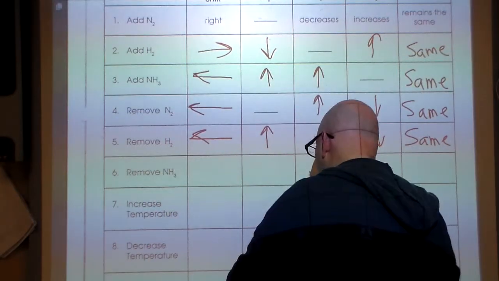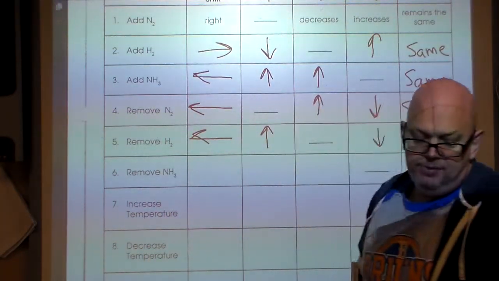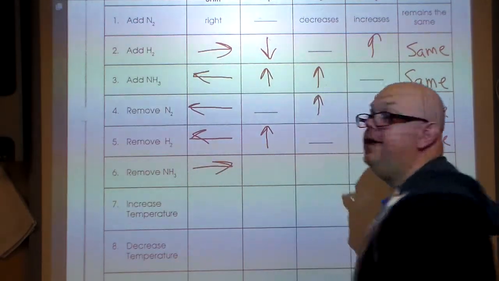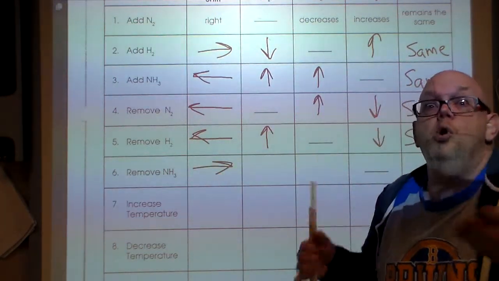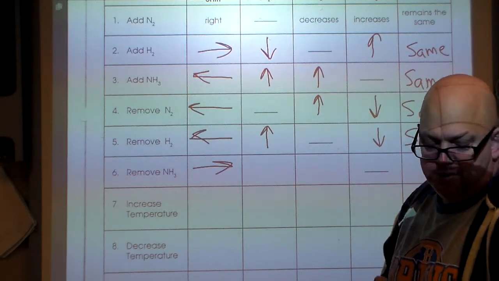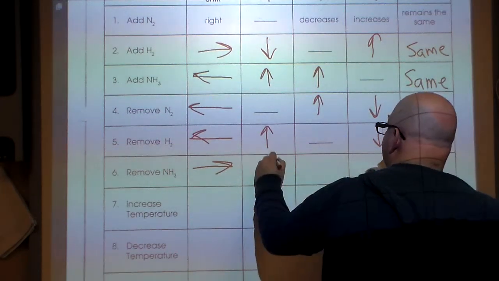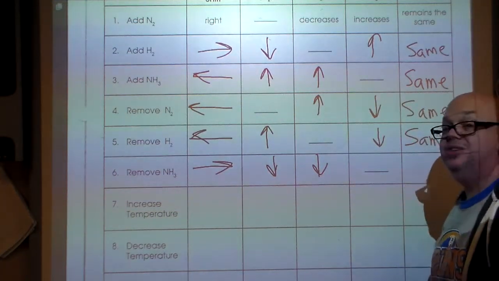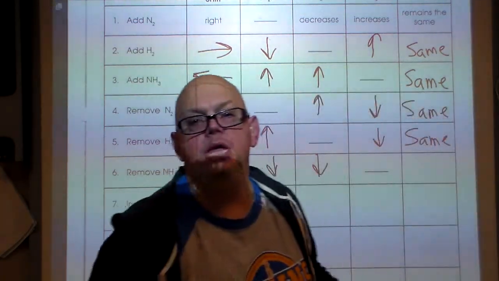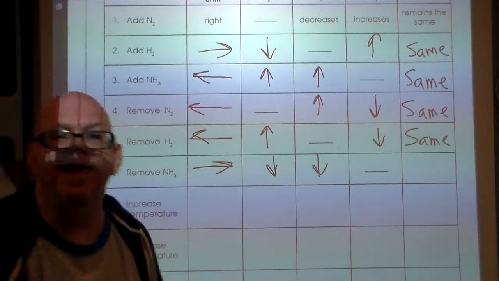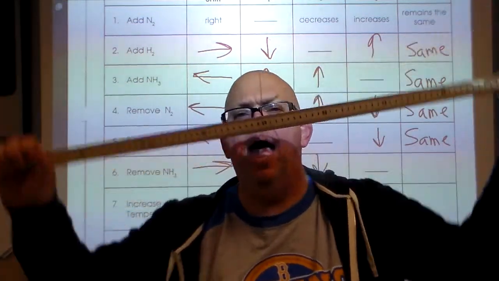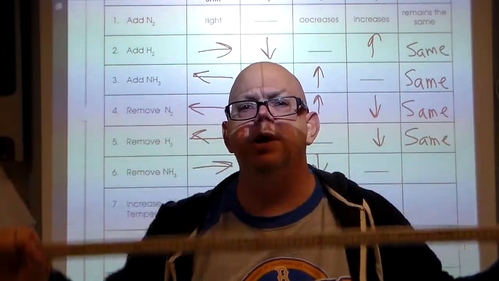So if we remove the ammonia, the reaction's going to shift to the right, because now more ammonia has got to be made. We've got to replace what's there. The hydrogen and the nitrogen are going to decrease. Why? Because they're being used up to make that replacement ammonia. We've got to get that equilibrium back. That's the only way we can do it.